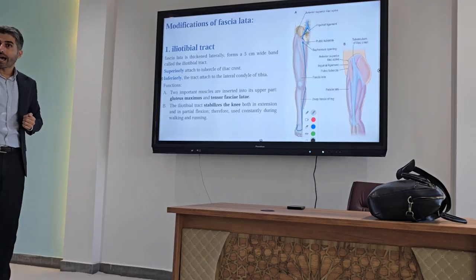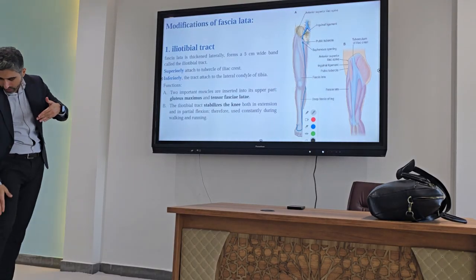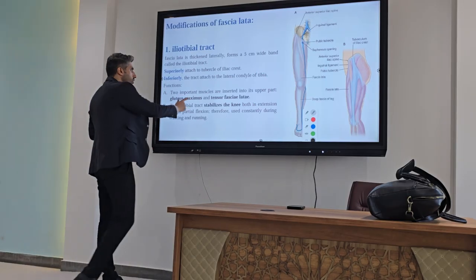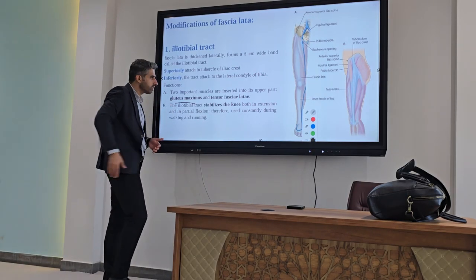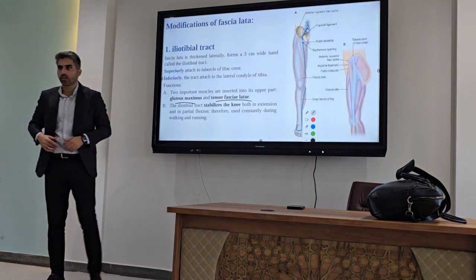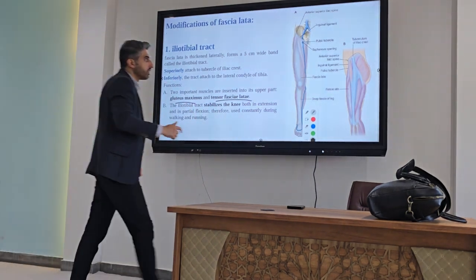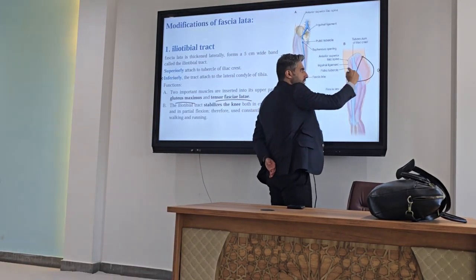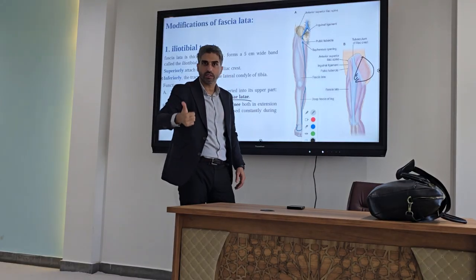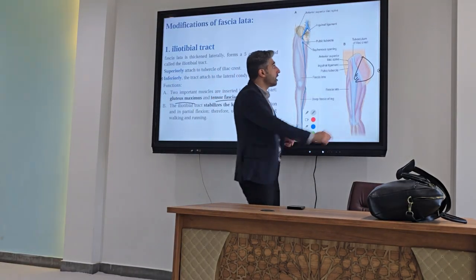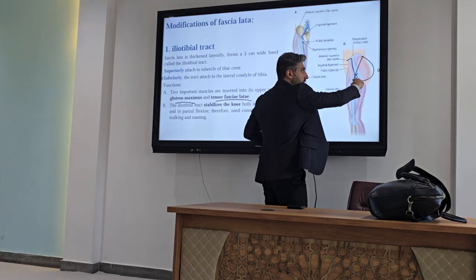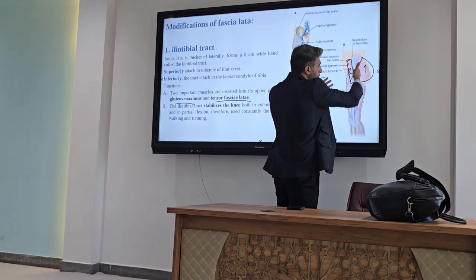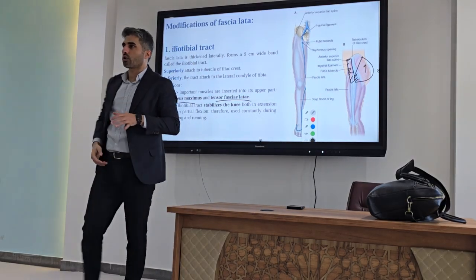Two muscles attach to the upper part of this iliotibial tract. Look here: gluteus maximus in the gluteal region, a big muscle, and tensor fascia lata. These two muscles, gluteus maximus and tensor fascia lata, attach to this tract.